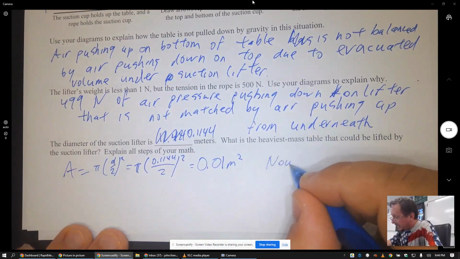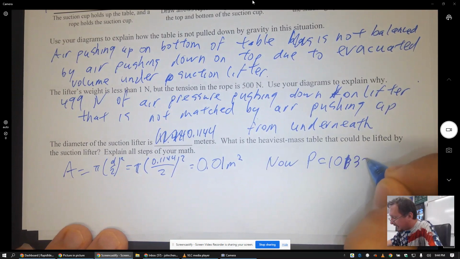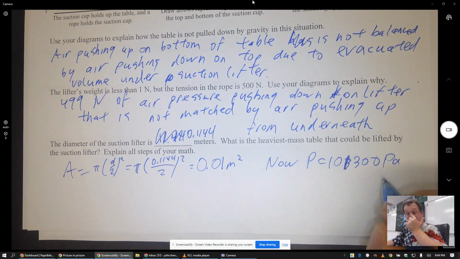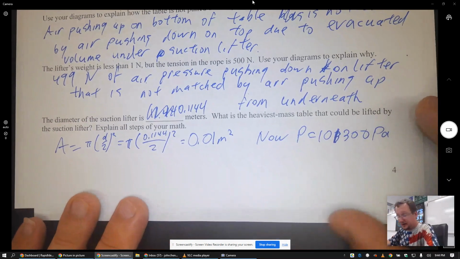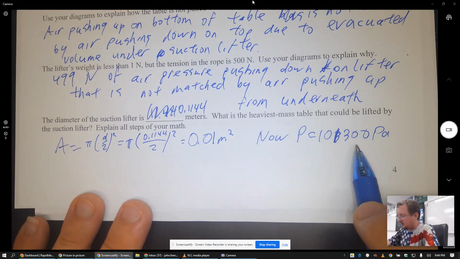Now, the air pressure is 101,300 Pascals, which is the standard air pressure. I think this is on the AP Physics formula chart now that fluids is on there, at least in the draft that I saw. But in the past, they used to just ask students to use 100,000.